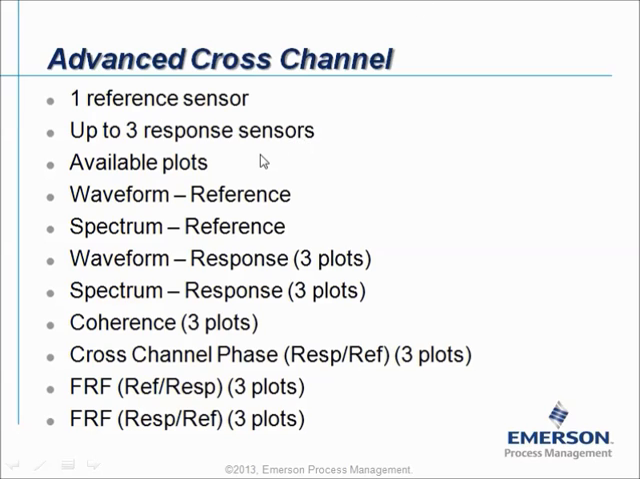So the data that will be available later on will of course be a waveform and a spectrum of the reference, and the waveform and the spectrum from the 3 response sensors, plus 3 coherence plots coming from the coherence between response B versus the reference A, response C versus reference A, and response D versus reference A.